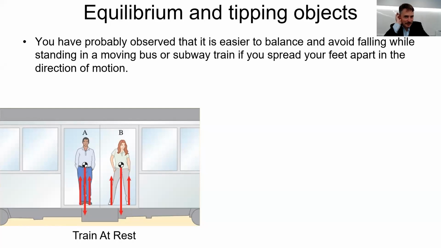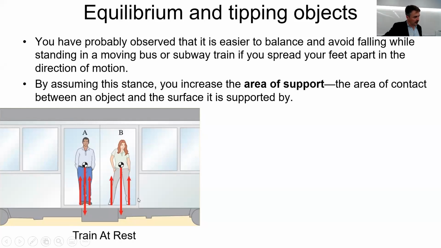If you're on a subway train, which I haven't been on since March actually, and you're standing on a train that's moving, one trick that you may have figured out is that you can stand almost like you're skateboarding, so that one foot is towards the front of the train, the other foot towards the back, and you put your feet farther apart from each other. That way you increase your area of support, which is the area of contact between the object and the surface that it's supported by.